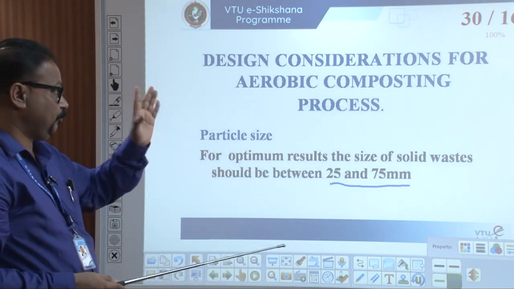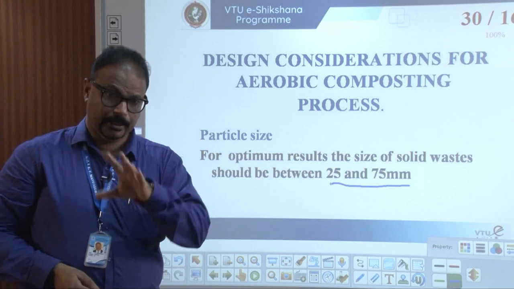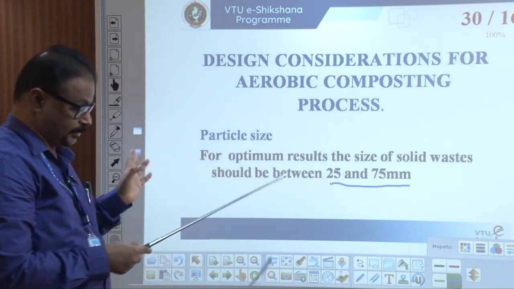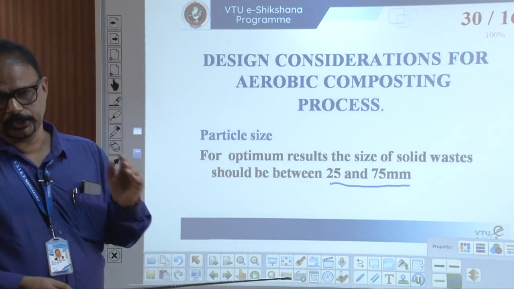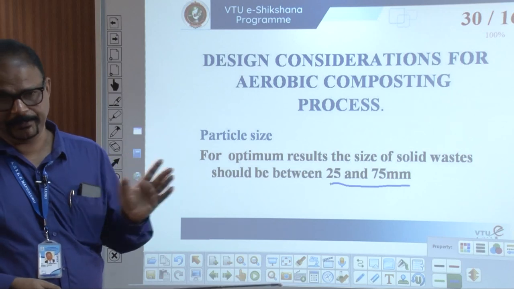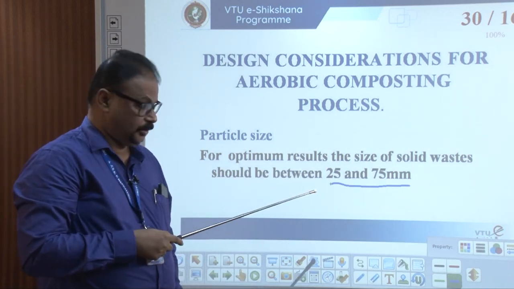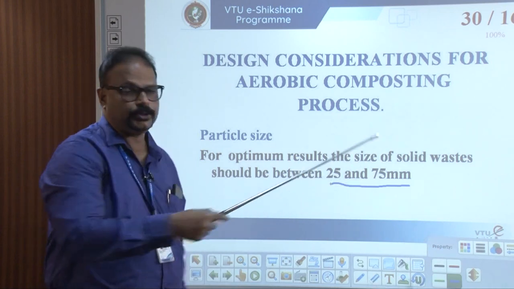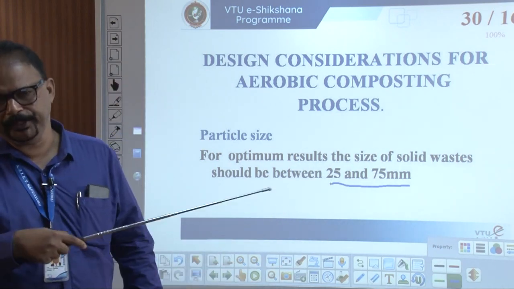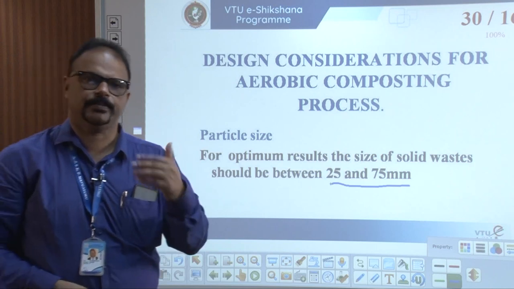Particle size for the design control: for making the compost, the particle size of the waste should be 25 to 75 mm, that range. Below 25 is not advisable, and above 75 mm is also not. In between that, it is advisable.